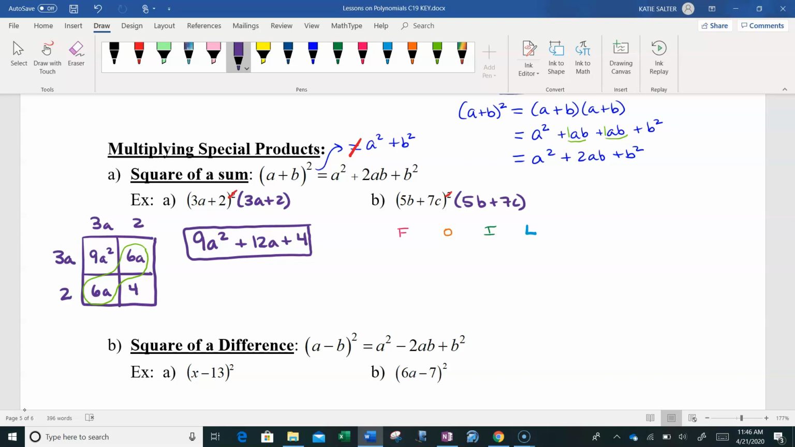It's confusing to change it up. I'm only changing it up so that, depending on which method you like, you can see it done that way from time to time. All right, so first times first.